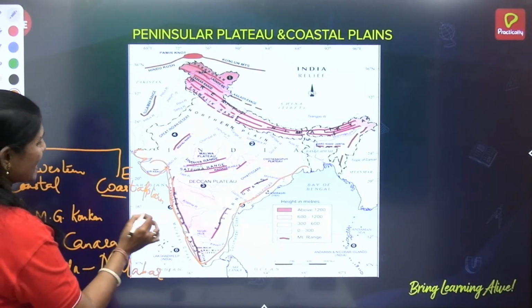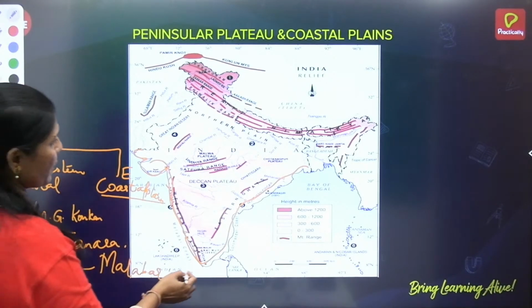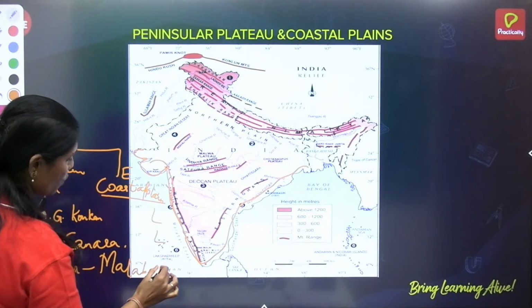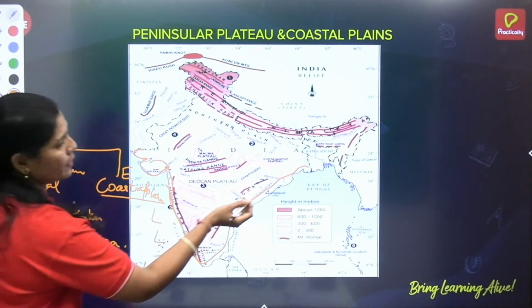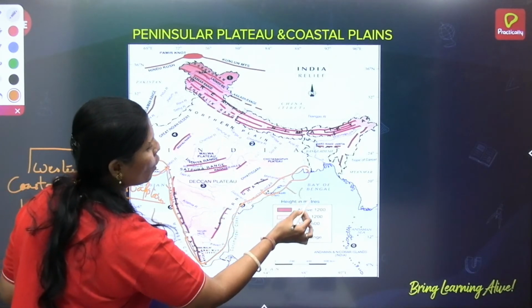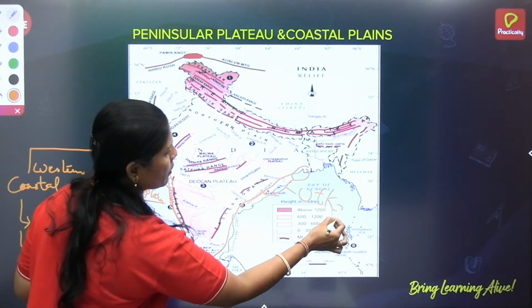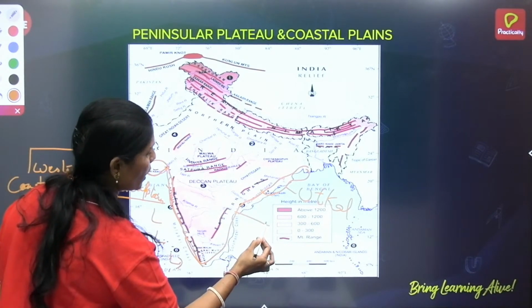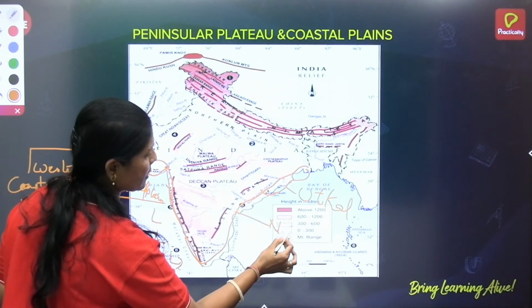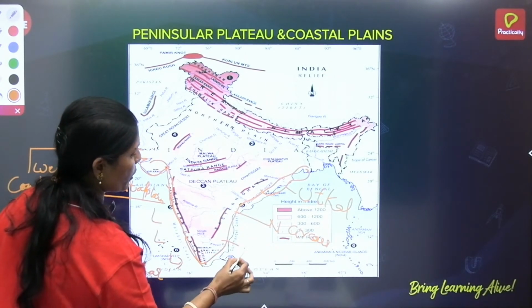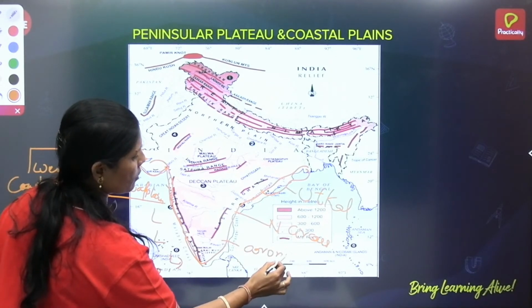Okay, coming to the eastern coastal plains. The eastern coastal plains are also divided into three, the same as the western coastal plains, and you can see over here Orissa and West Bengal, it's called the Utkal coast, and AP we call the Northern Circars, and Tamil Nadu we call the Coromandel coast.